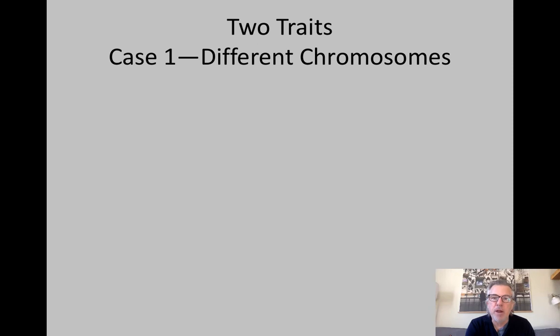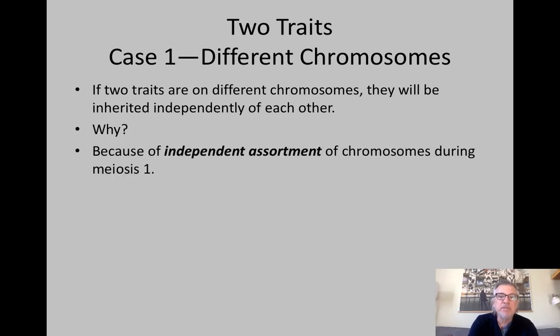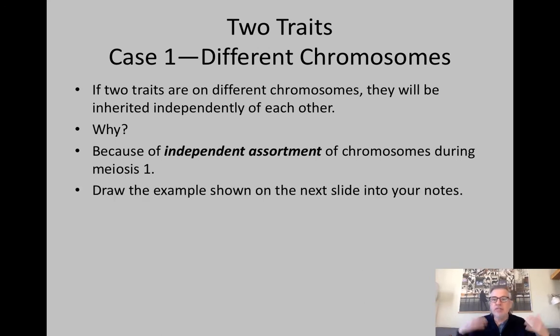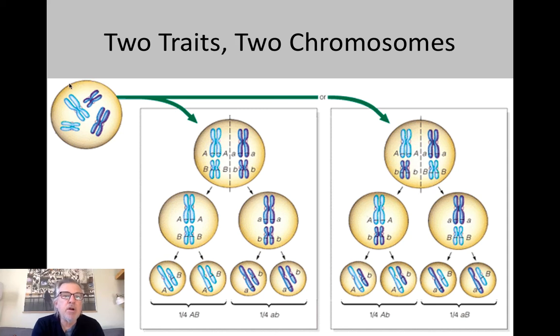So, case 1. When two traits occur on different chromosomes, they will be inherited independently of each other. Why is that? Well, it's because of independent assortment that we learned about during meiosis 1. Let's look at an example of that. So, here we have it. Here are 4 replicated chromosomes for the genotype AaBb. And when they line up at meiosis 1, there is one combination that looks like this and another way of doing it that looks like this.